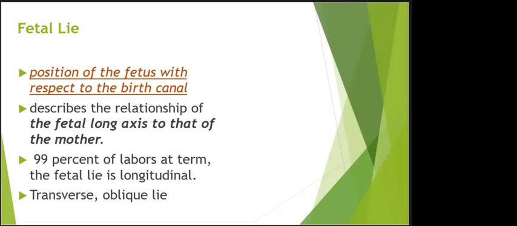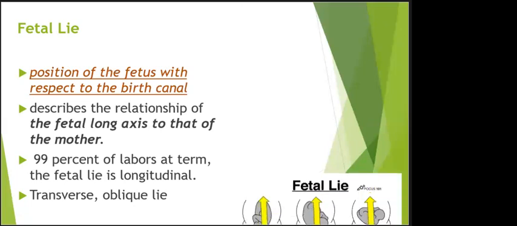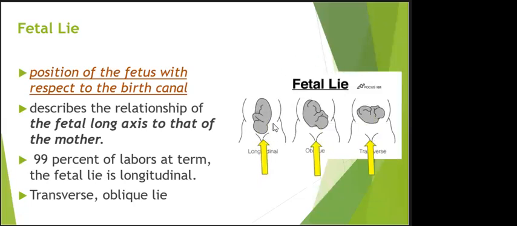When we talk about fetal lie, it is the position of the fetus with respect to the birth canal. At the onset of labor, the position of the fetus with respect to the birth canal is very critical to the route of delivery and thus should be determined early on during prenatal care and before the onset of labor. In 99% of labors at term, the fetal lie is longitudinal. Of course, we have other types of lie, which are transverse lie and oblique lie. So this is a longitudinal lie, an oblique lie, and a transverse lie.